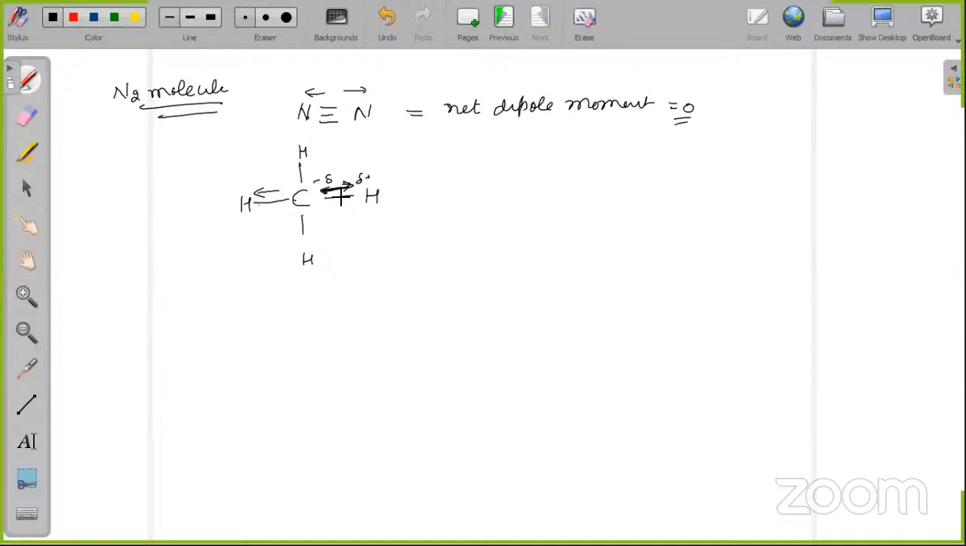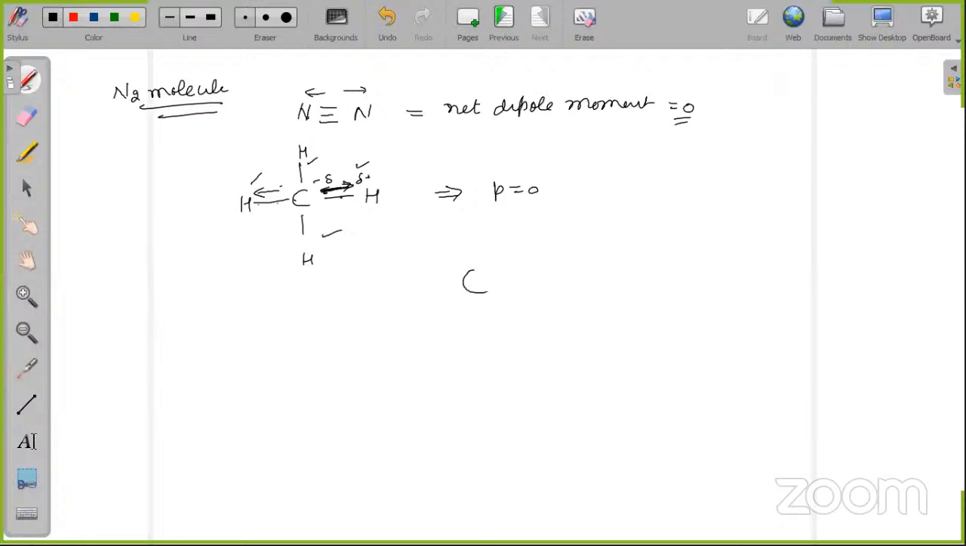Now both these bonds are polar, but the dipole moments of these two bonds are equal and opposite. So the dipole moment of the right bond and left hand bond will cancel. Similarly, the dipole moment of the upper bond and lower bond will cancel. As a result, methane, although it contains atoms of different kinds, has its dipole moment again zero.